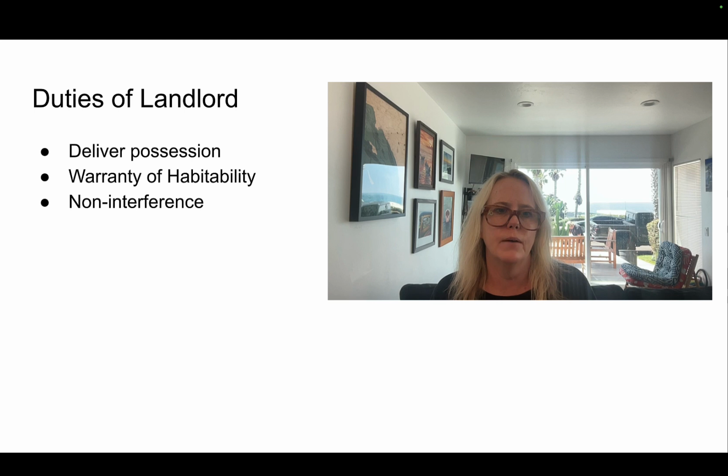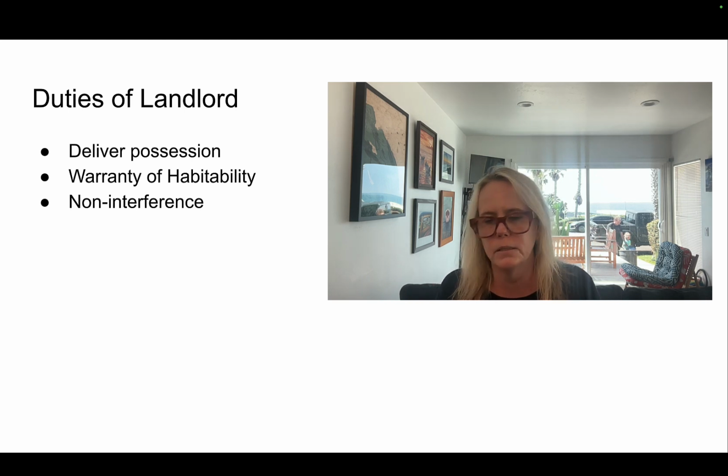So what are the duties of the landlord? Well, first of all, the landlord's primary duty is to deliver possession of the property. On day one, the property is supposed to be ready and available for the tenant to move in. So that's delivering possession.